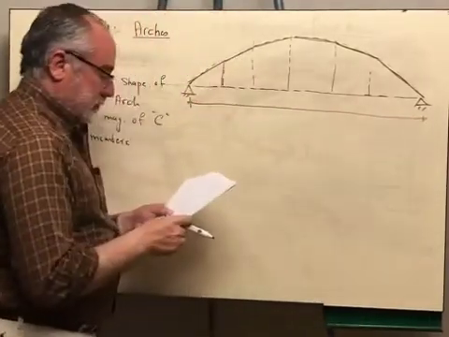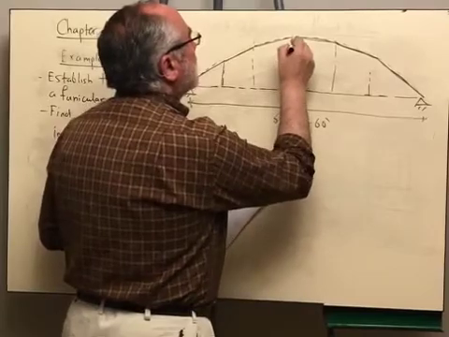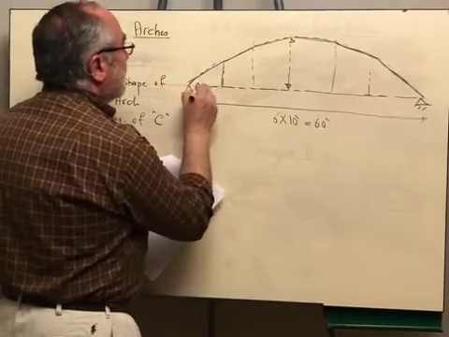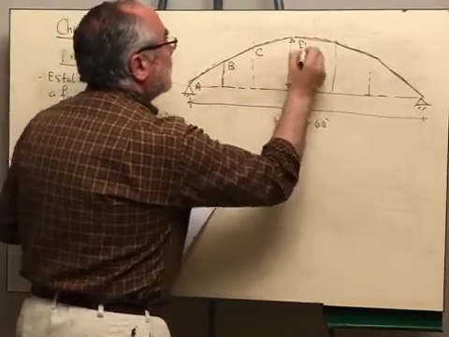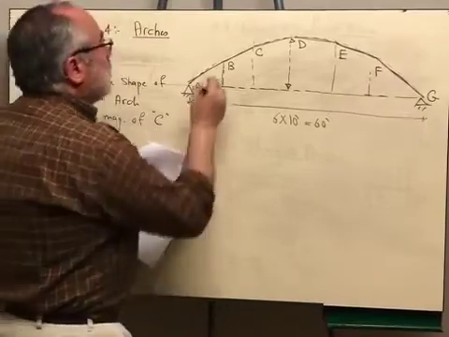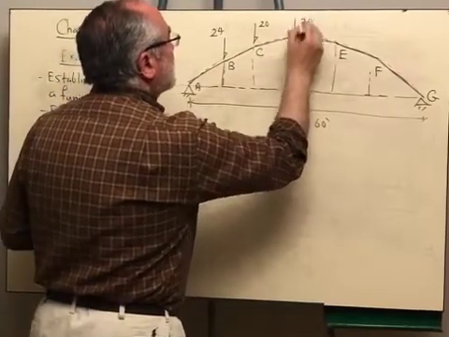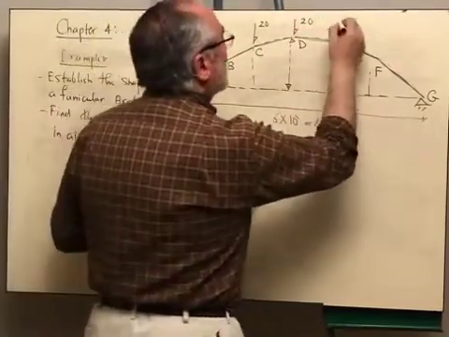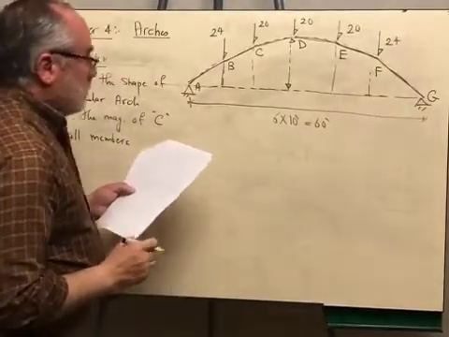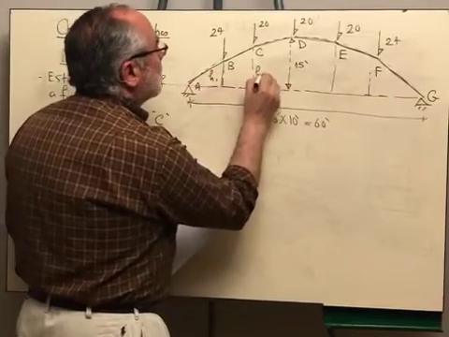This distance here is 6 by 10 foot, 60. This height here is called the rise of the arch. If these are points A, B, C, D, E, F, and G, we have loads applied: 24, 20, 20, 20, and 24. The rise of the arch in the middle is given as 15 foot. We want to determine the value of H1 and the value of H2.